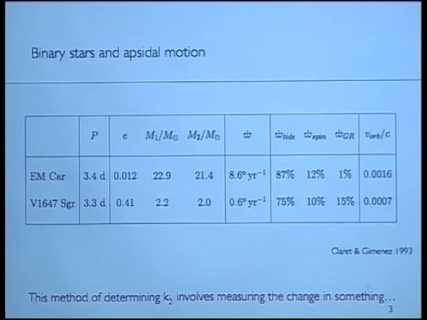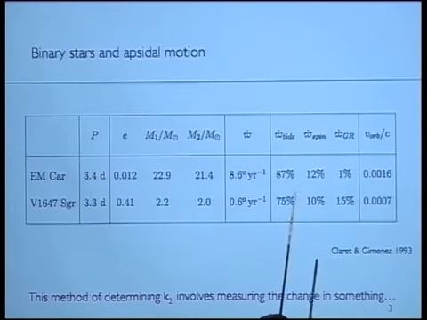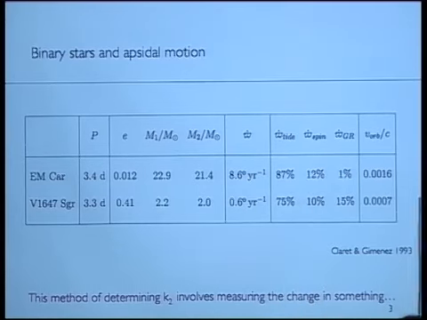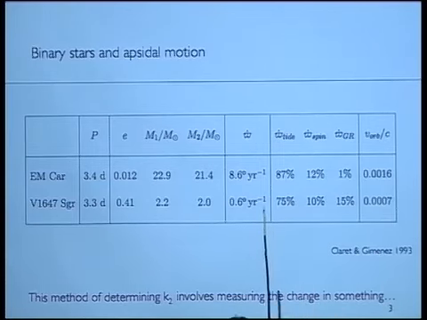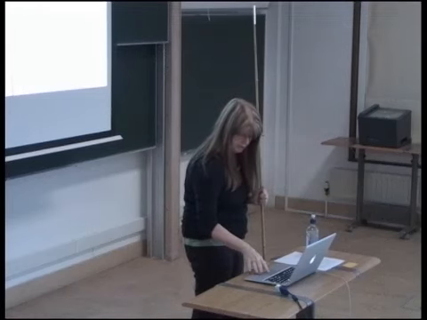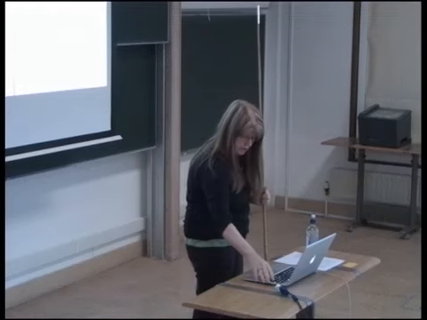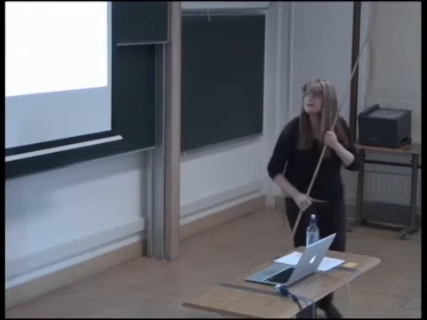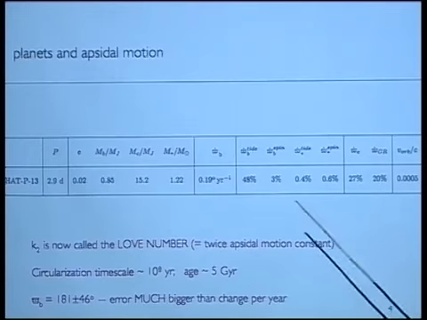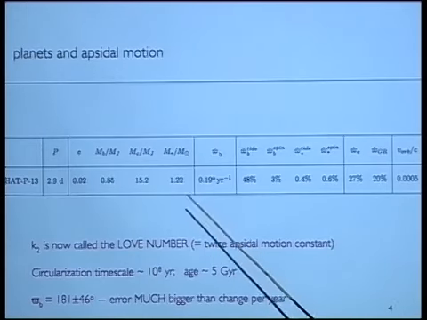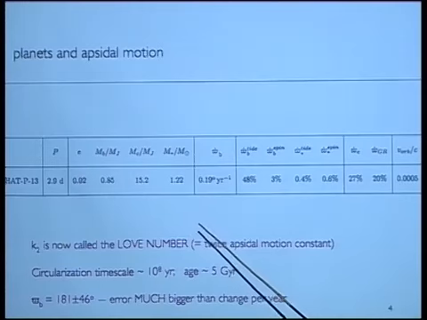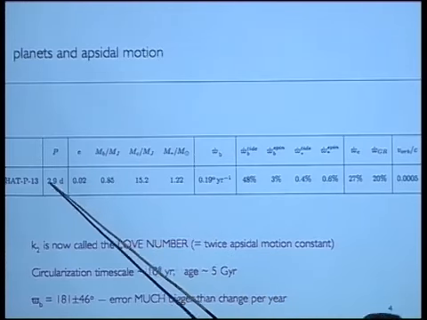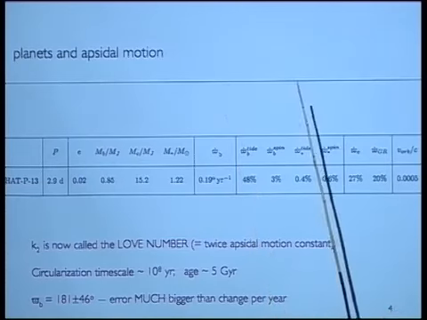But as I said, this way of measuring or estimating the apsidal motion constant involves waiting for the orbit to rotate. As far as I know, this hasn't been done for planets, and I can't imagine how it could be at the moment, as far as measuring apsidal motion is concerned. Now, this system, HAT-P-13, is what I'll focus on today mostly.